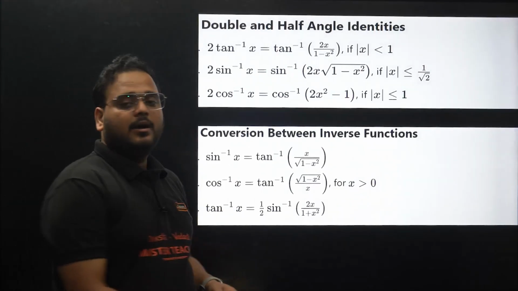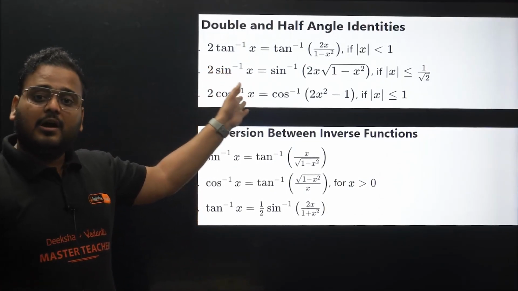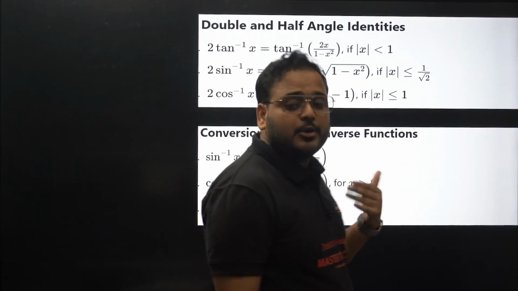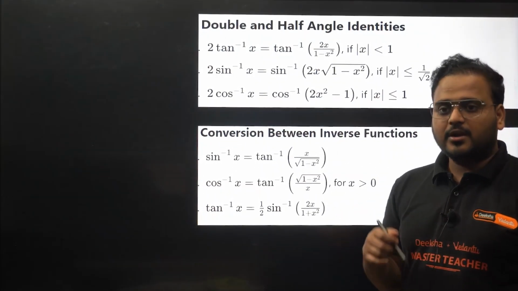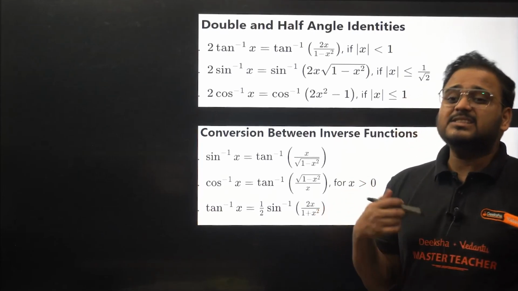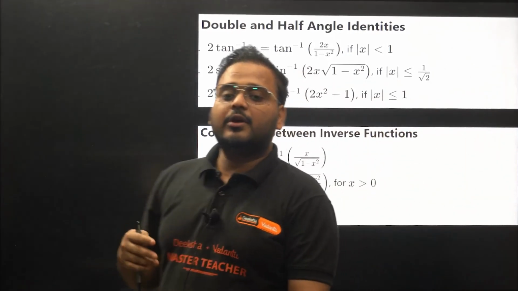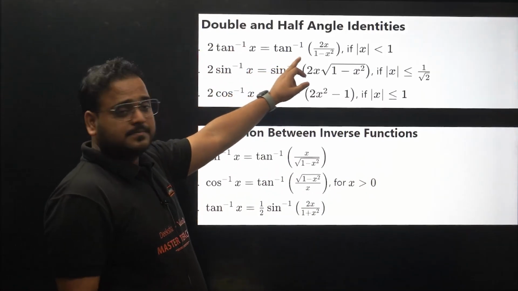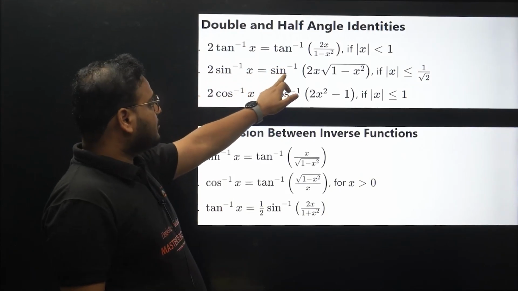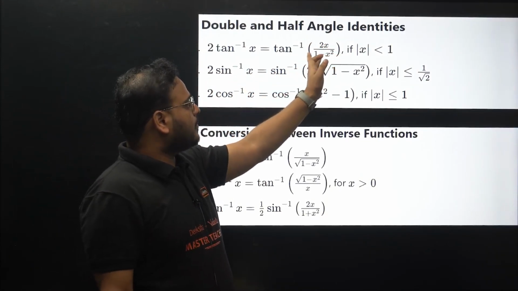Now again, the double angle and half angle identities for inverse functions. We also have them for simple trigonometric functions, but in inverse form they are there too. Sometimes it is very useful, especially for challenging questions. If you know the formulas, you end up saving a lot of time. Please check: we have 2 tan inverse in terms of tan inverse, 2 sin inverse in terms of sin inverse, 2 cos inverse in terms of cos inverse. So this is nothing but 2x upon 1 minus x square.